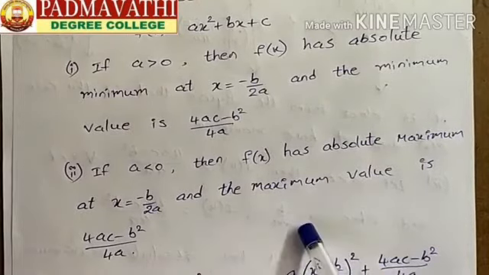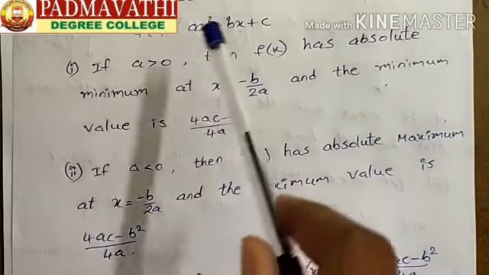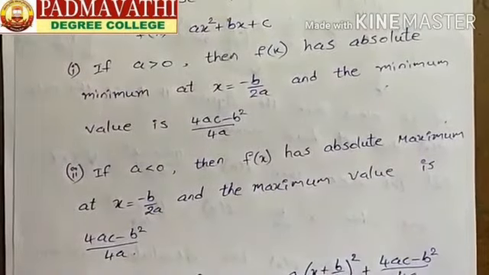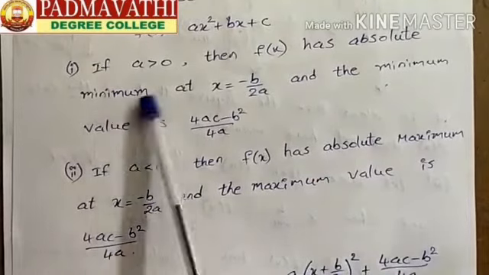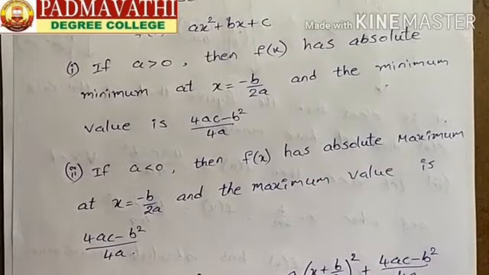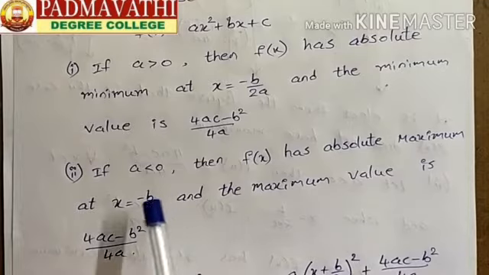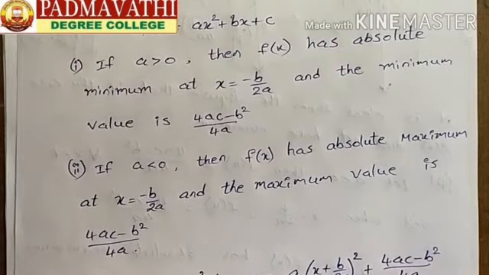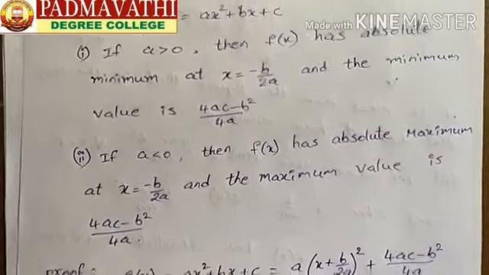But these two cases depend on the coefficient of x square, which is a. So if a is positive, a greater than 0, in that case the expression has minimum value. Similarly, a less than 0 means a is negative, and in that case the expression has maximum value. So we can find this now. So look at the proof.